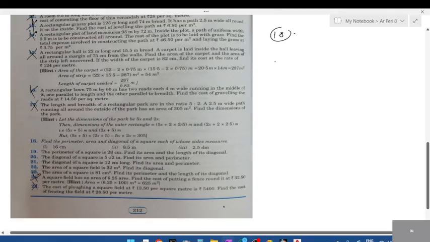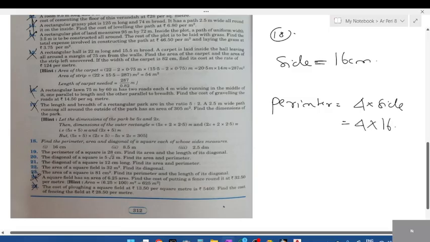18th question. Find the perimeter, area, diagonal of a square whose side is given. What is the side value given? 16 centimeter. Side is 16. You can write it as side is equal to 16 or A is equal to 16. Anything is fine. First, what is the perimeter formula? 4 into side.